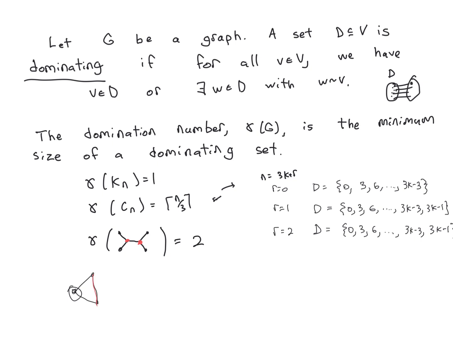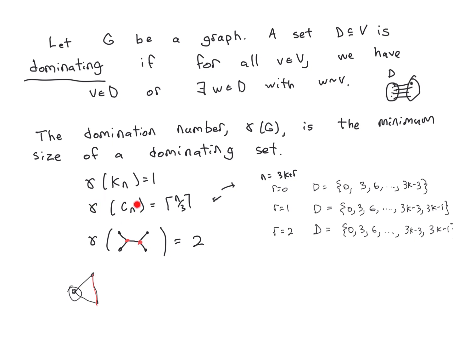So we're going to let gamma of G be the minimum size of a dominating set. The reason we're interested in the minimum is because it's clear that every vertex together could form a dominating set, so the maximum is trivial. For the complete graph, the minimum is 1, because if you take any vertex by itself, it forms a dominating set, because every other vertex is adjacent to it.